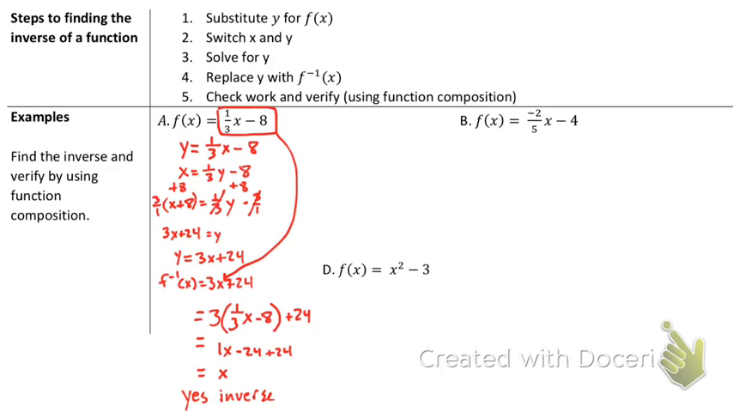So step 1, we are going to change to y. That's -2/5 x minus 4. Flip-flop the x and y. Solve for y, so we're going to add 4. And then get rid of the -2/5, which means we multiply by its reciprocal, which is -5/2. We don't switch the signs, so what you do to one side, you do to the other.